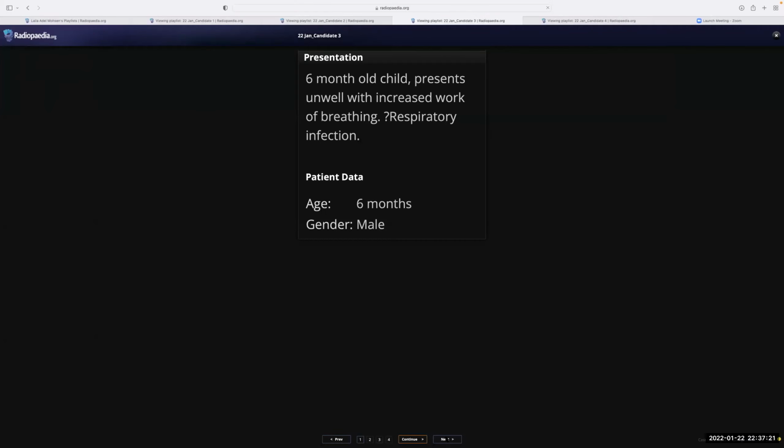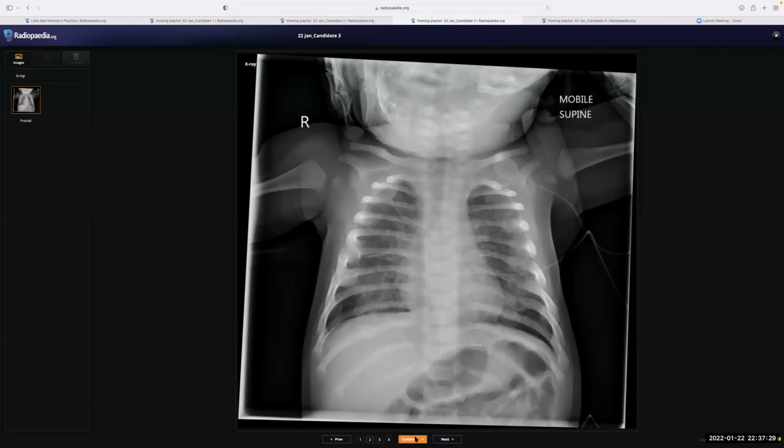A 6-month-old child presents unwell with increased work of breathing, suspected respiratory infection. I've been provided with the frontal chest X-ray of the 6-month-old child. I'm looking at the mediastinum and I can't see anything remarkable in the mediastinum. However, in the lungs, on both hemithoraces, there is increased reticular markings, specifically in the mid and upper zones of both hemithoraces. In the lower zones on both sides, I can see reticulation in the parenchyma of the lung.